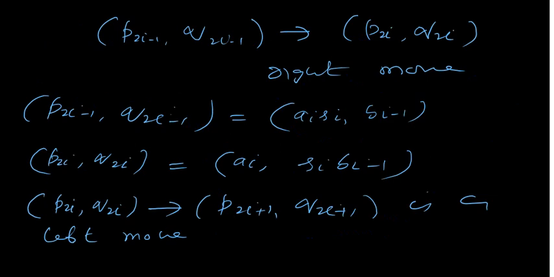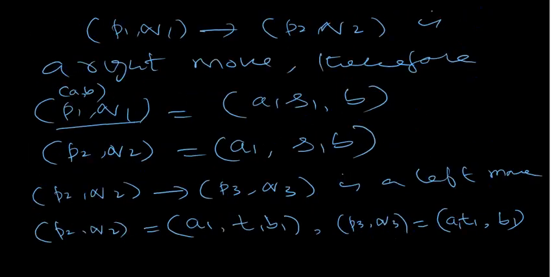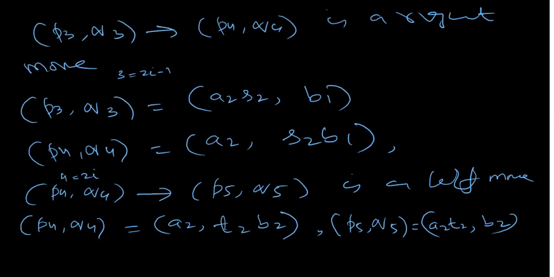Then again you can see this. What's this? S1B, so that's Q2. What's Q2? You can see this is Q2. Q2 is equal to S1B, but at the same time this Q2 is equal to T1B1, so that means S2B is equal to T1B1.